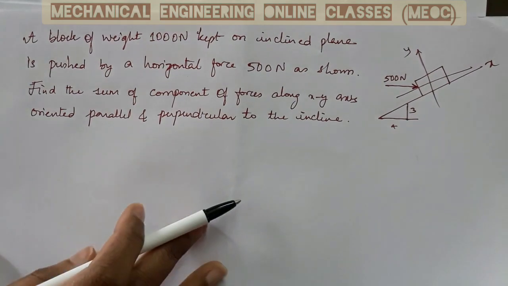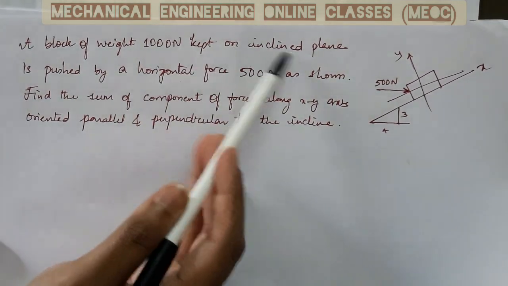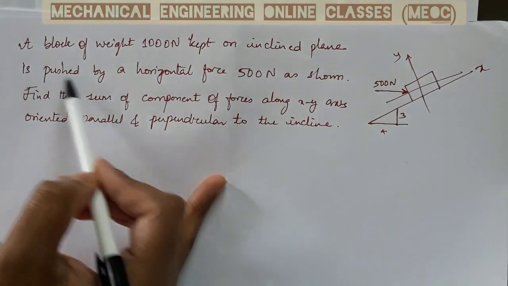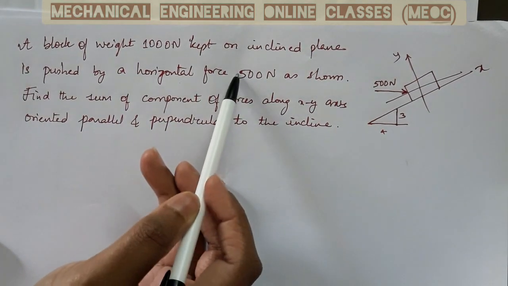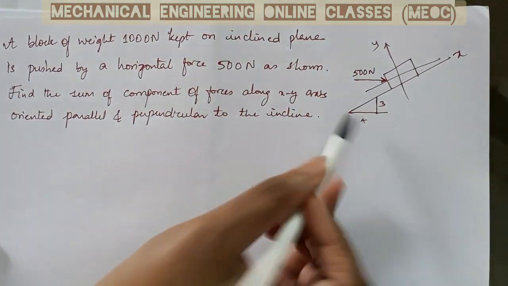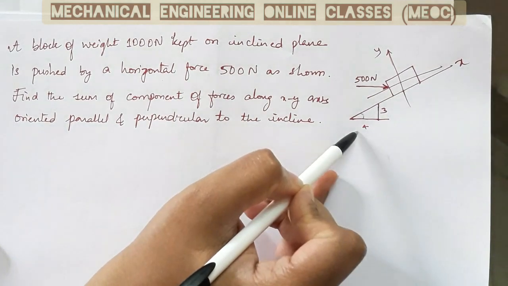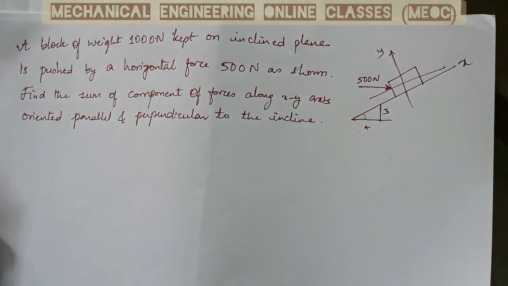Now let us see another problem. A block of weight 1000 Newton is kept on an inclined plane, and that is pushed by a horizontal force of 500 Newton as shown. So this is the inclined plane. Again here we have to find theta. Theta will be tan inverse 3 by 4, which is again nothing but 36.87 degrees.